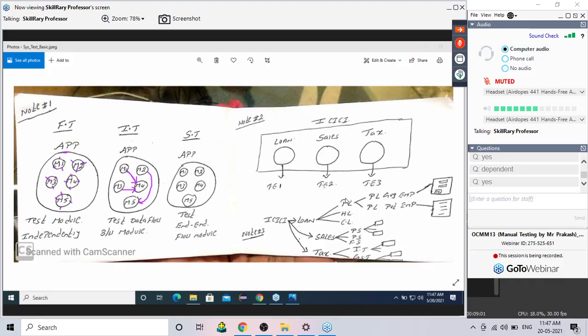Let me write that flow here. Any real user, when you say, he may log in at M1 and he may go to M2. From M2, directly he may come to M4 also. From M4, he is going to M5. From M5, he is going to M3. Is this possible or not possible?